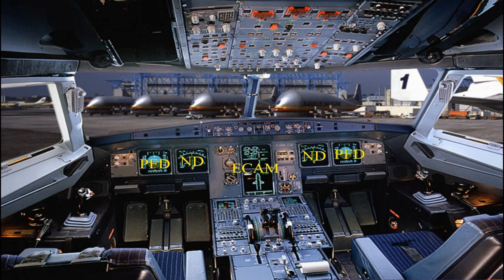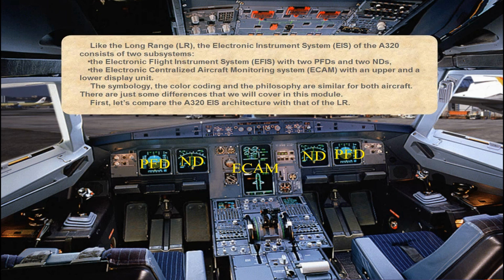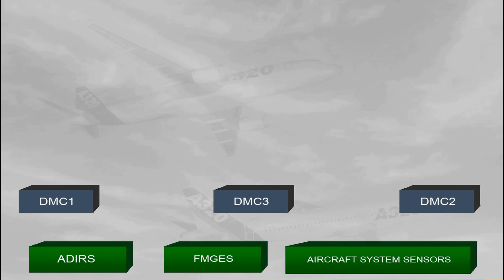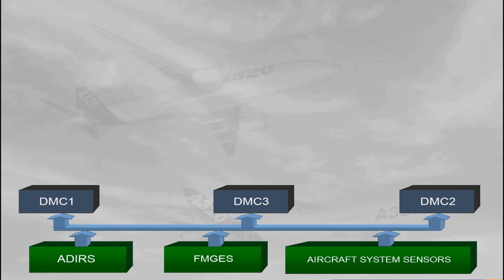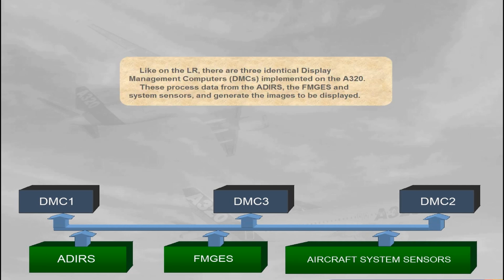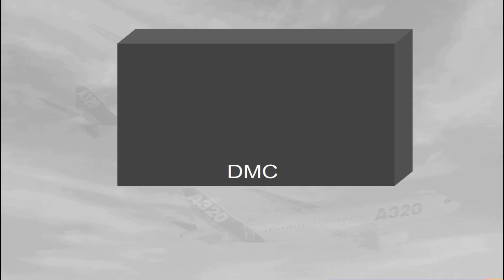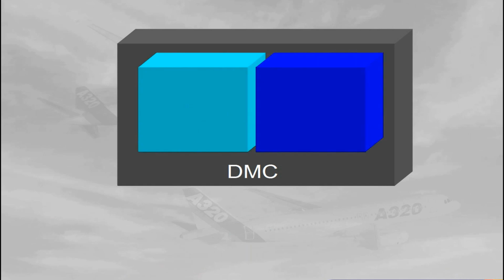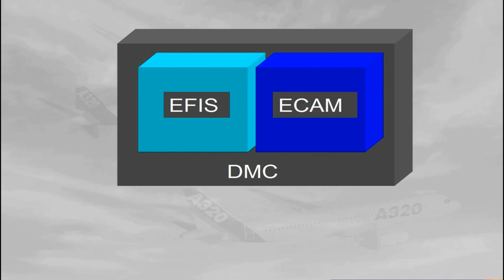First, let's compare the A320 EIS architecture with that of the long range. Like on the long range, there are three identical display management computers, DMCs, implemented on the A320. These process data from the ADIRs, the FMGES and system sensors and generate the images to be displayed. Each DMC has two independent channels, an EFIS channel and an ECAM channel.